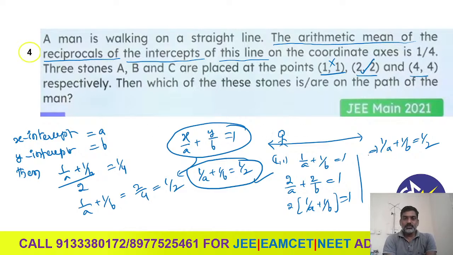Next (4,4). If you substitute, 4 by a plus 4 by b equals 1, so 1 by a plus 1 by b equals 1 by 4, which is also not the same as 1 by a plus 1 by b equals 1 by 2. Then (4,4) also cannot lie on the line. Then which point can lie on this line? Means which of these stones is on the path of the man? The stone at (2,2) is on the path of the man. Understood? Okay.